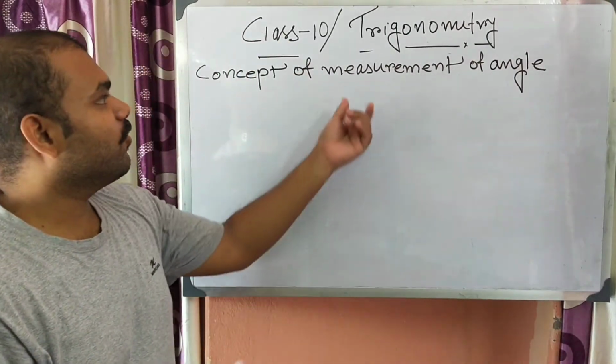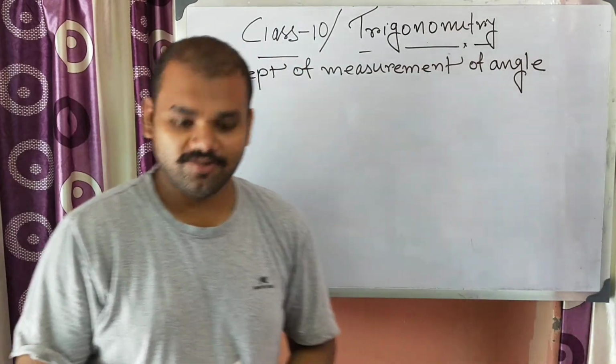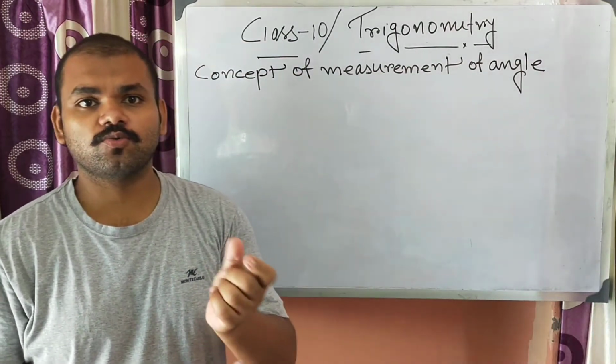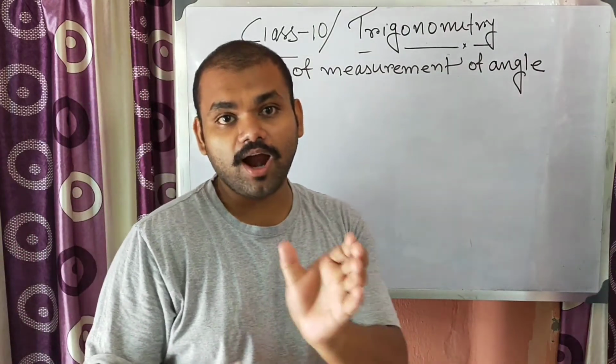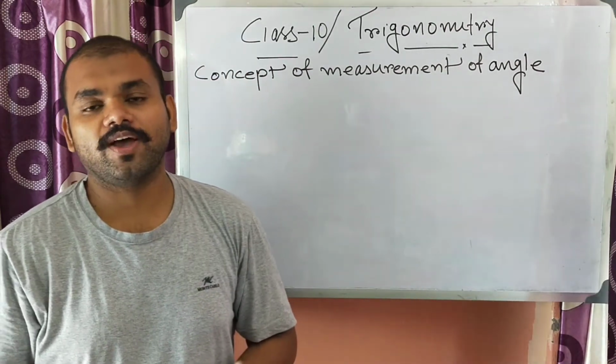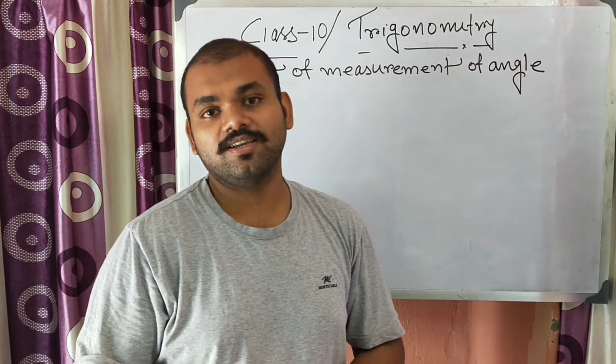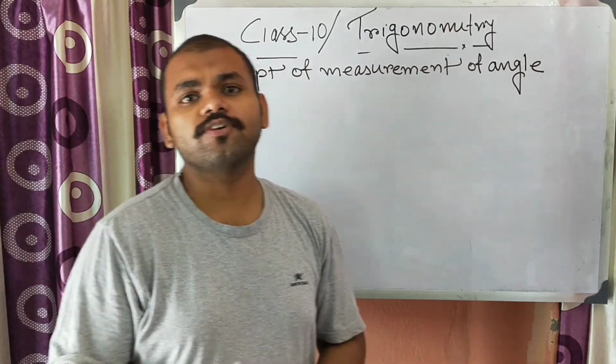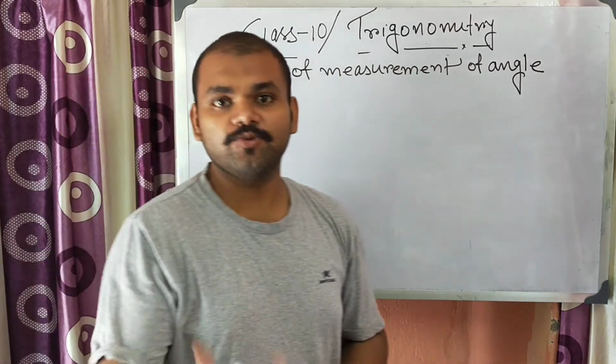So today we are going to discuss trigonometry. To first know about trigonometry, we need to know what trigonometry is. Trigonometry is a part of mathematics where we discuss the relation between the angles and the sides of a triangle, or of a right angle triangle, you can say.